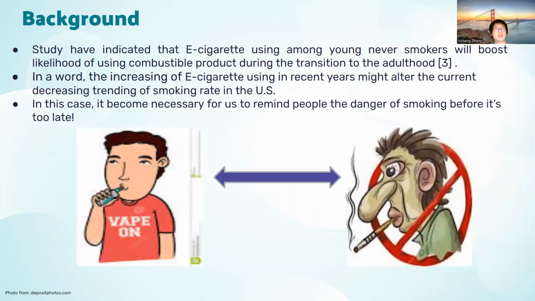Studies have indicated that e-cigarette use among young never smokers will increase the likelihood of using combustible products after they can legally purchase them. In this case, a stronger association in participants who had no intention of smoking shows that e-cigarette usage was more than just a sign for people who would have smoked regardless of e-cigarette use. If we don't pay enough attention to this issue, we might see another increase in the smoking population in the near future. But this is definitely not something we want to see, right?